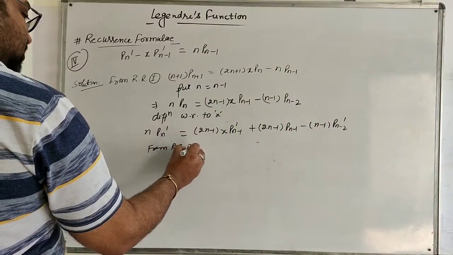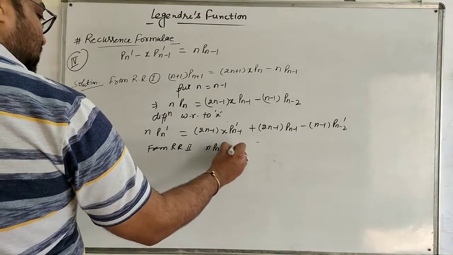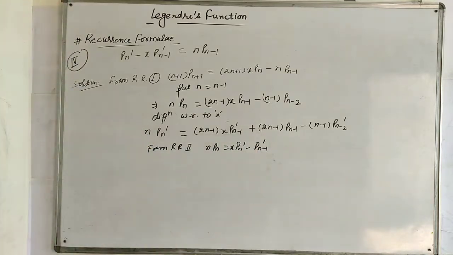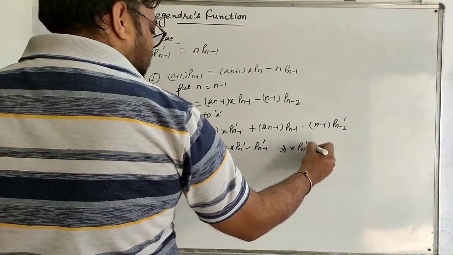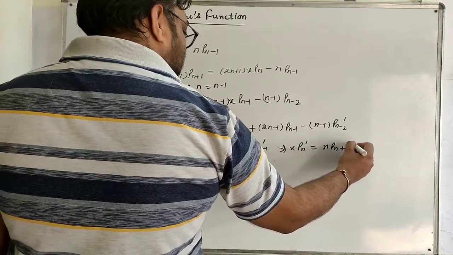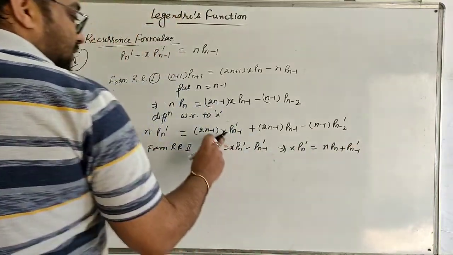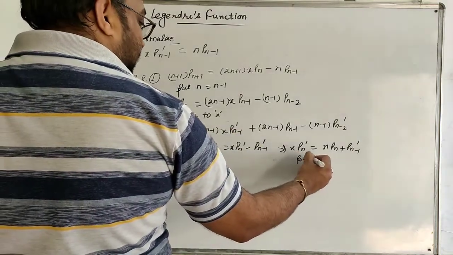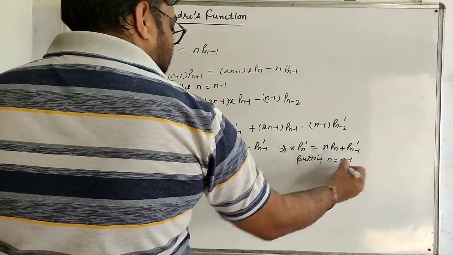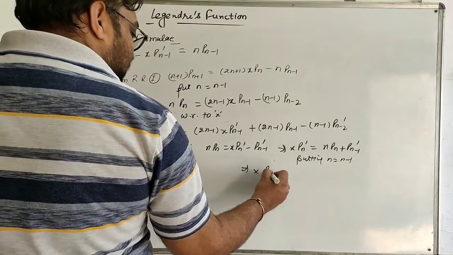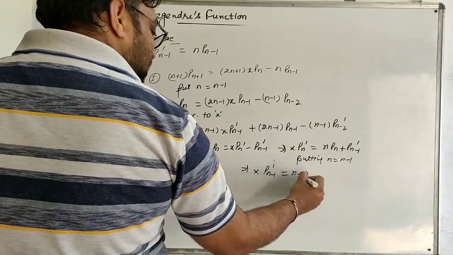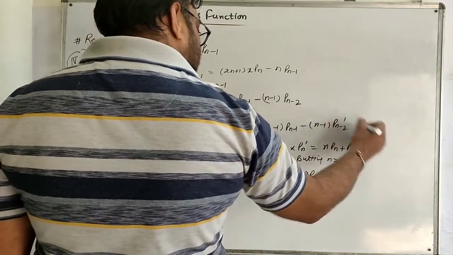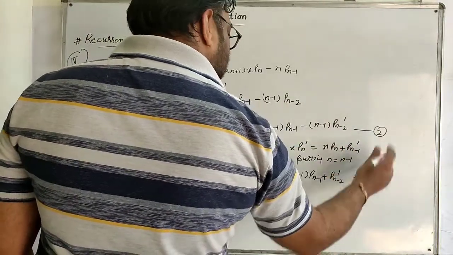From Lagrange relation second, n Pn is equal to x Pn' minus Pn-1'. So x Pn' is equal to n Pn plus Pn-1', but we have to find the value of x Pn-1'. So on putting n equal to n minus 1, we get x Pn-1' is equal to (n minus 1) Pn-1 plus Pn-2'. So put in first.